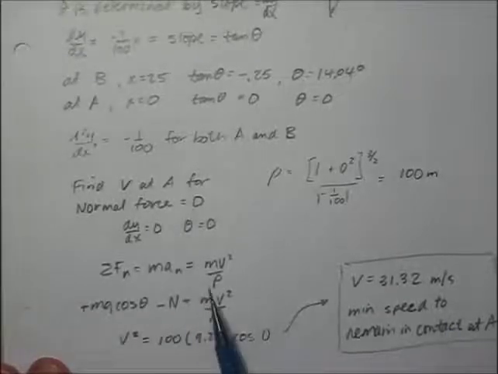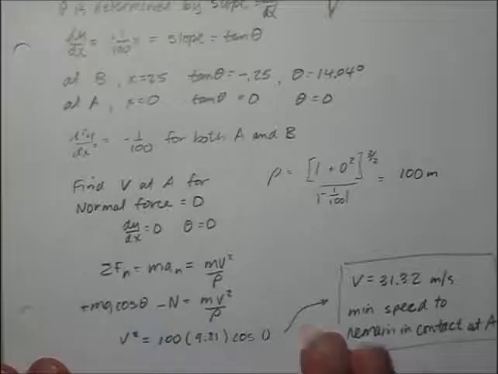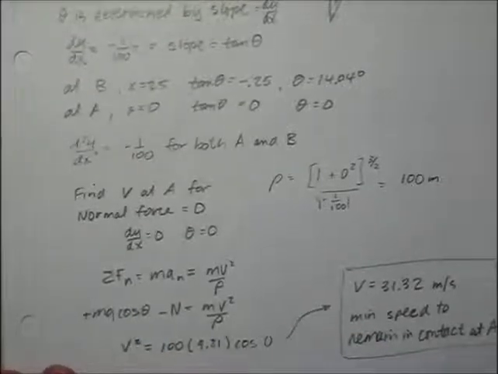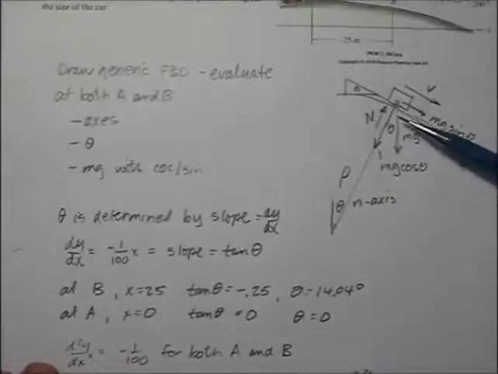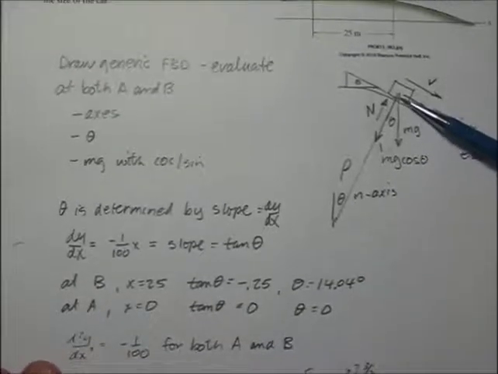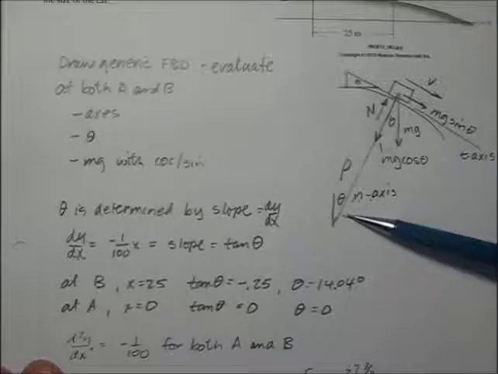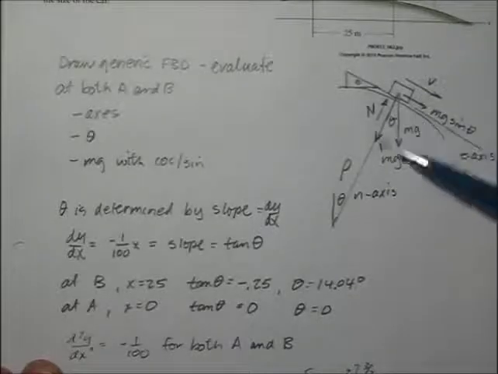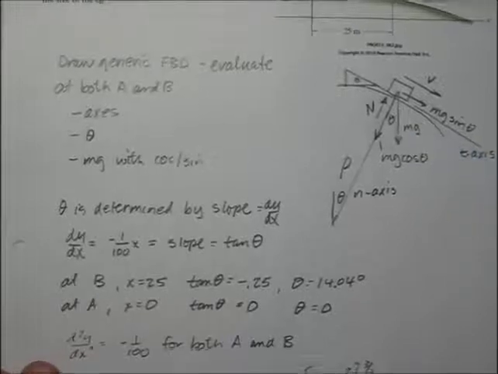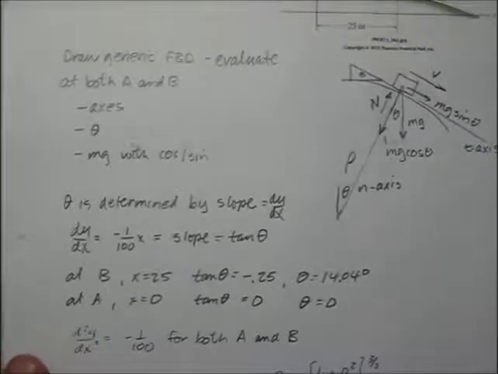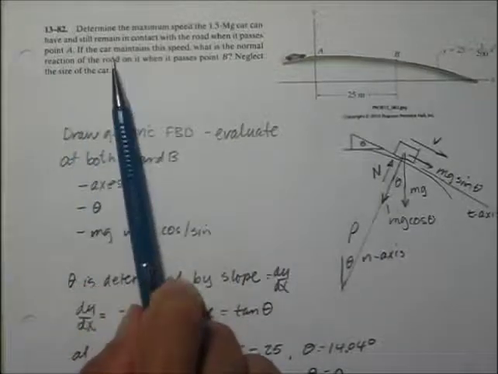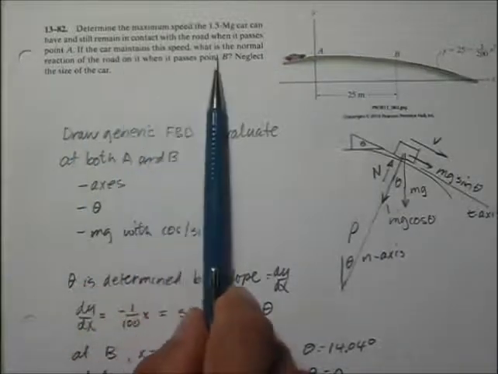So the key thing here is setting up this equation properly, making sure that the signs are correct. Make sure that we say the forces that go positive are the ones that are pointing in the positive n axis. The ones that are negative are going opposite the positive axis. So again, it's really easy to get that confused. All right, next question is, what is the normal reaction of the road when it passes point B?